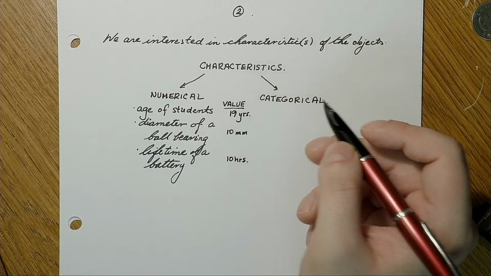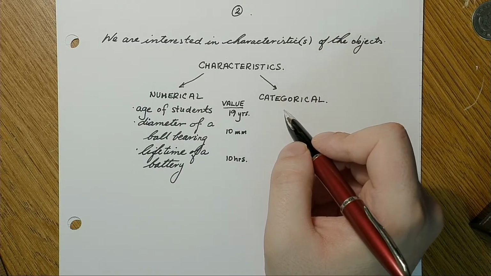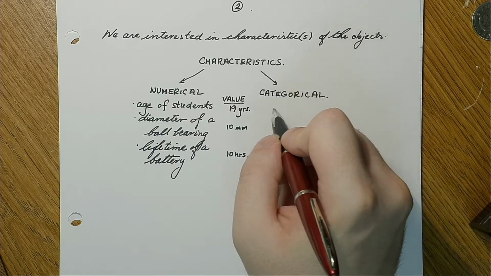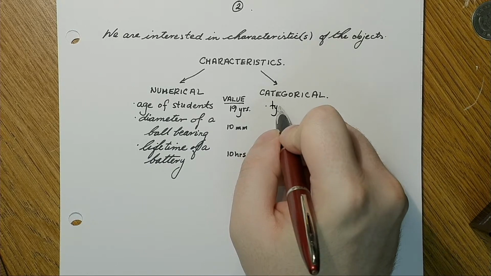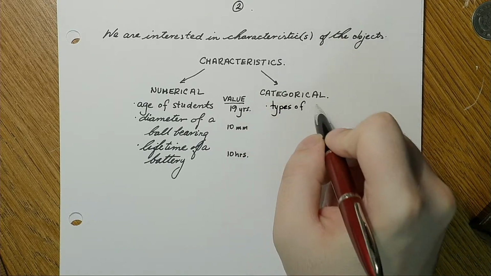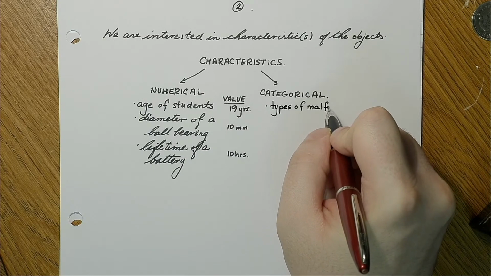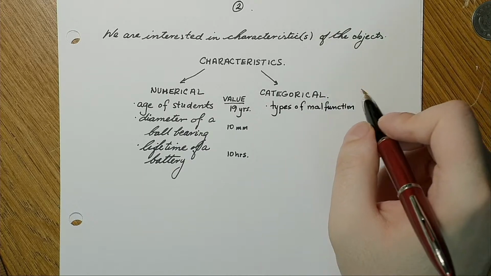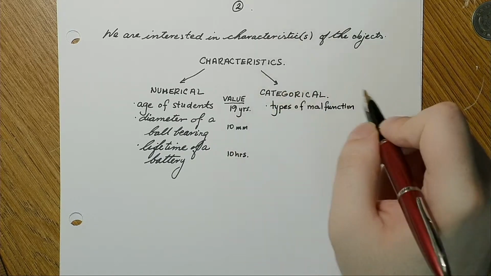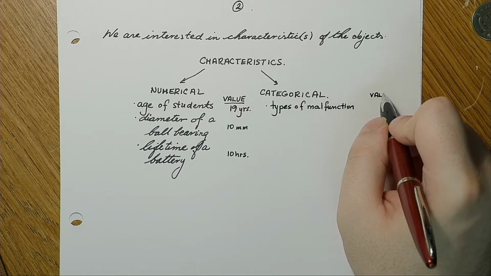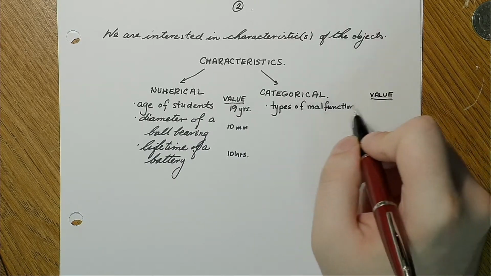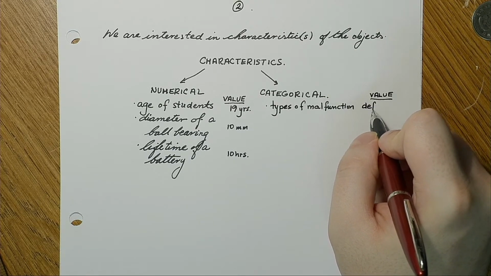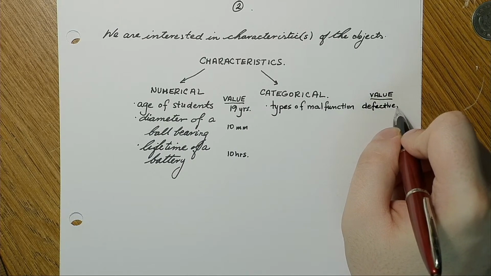The other one that we can do is categorical, and that's where, well, it's probably best illustrated with examples. We could say types of malfunction. And at types of malfunction, it might not have a numerical value to it. Instead, we could just give it binary. We could just say that it's either defective or non-defective.